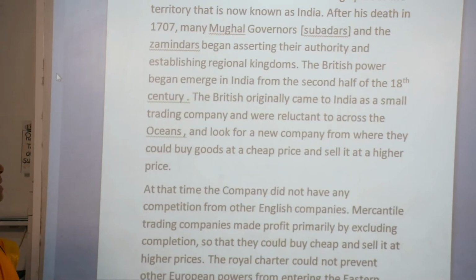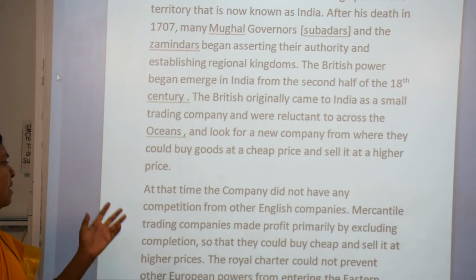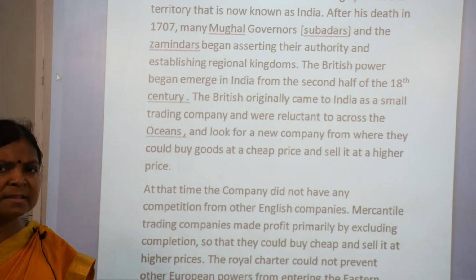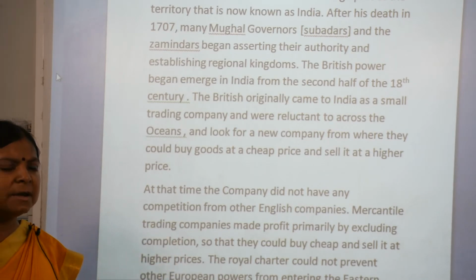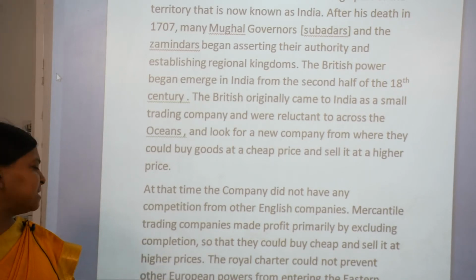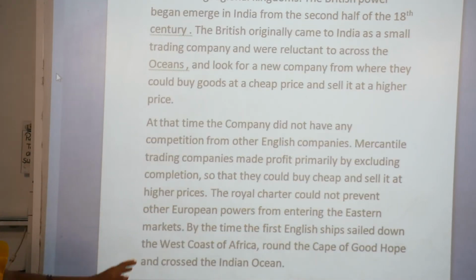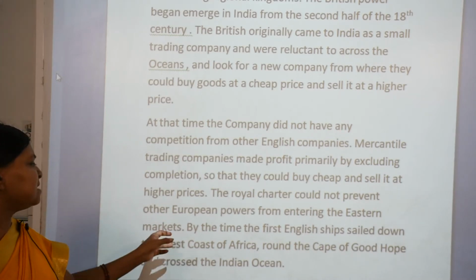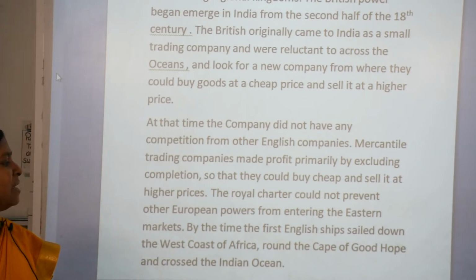At that time, the company did not have any competition from other English companies. Mercantile trading companies made profit primarily by excluding competition, so they could buy cheap and sell at higher prices in other countries. However, the royal charter could not prevent other European powers from entering the eastern market. By then the first English ship had sailed down the west coast of Africa, round the Cape of Good Hope, and crossed into the Indian Ocean.